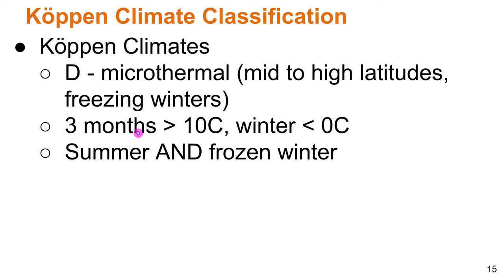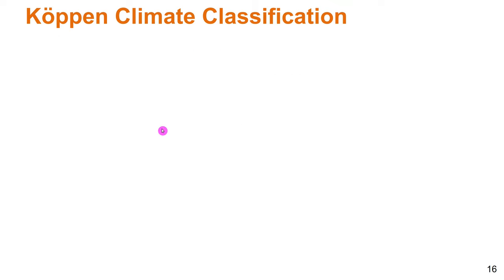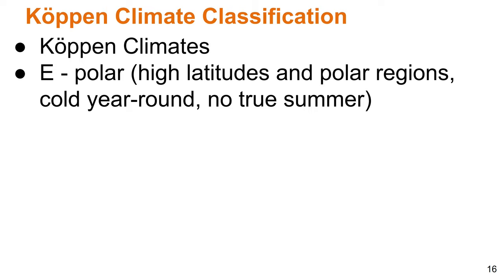So they have 3 months of summer, these microthermal or snowy forest climates, and the winter, by definition, is below freezing. So if the winter is below freezing, it's a microthermal climate as long as they have a summer. If it's freezing all year, then it's a polar climate, found at high latitudes and polar regions, cold all year, no summer. In fact, by definition, every month is colder than 10 Celsius, 50 Fahrenheit, which is clearly 10 Celsius degrees warmer than zero.